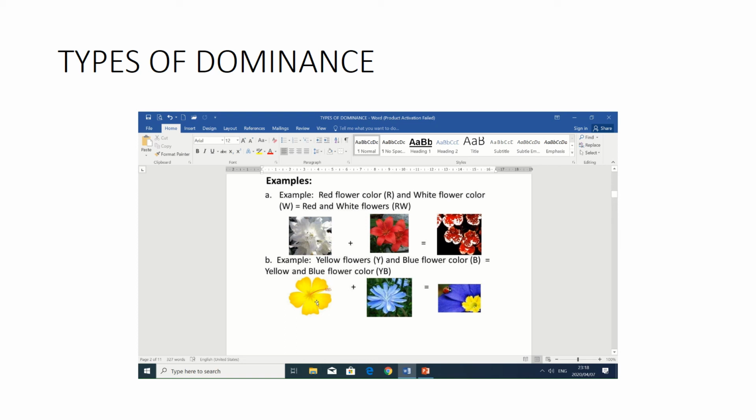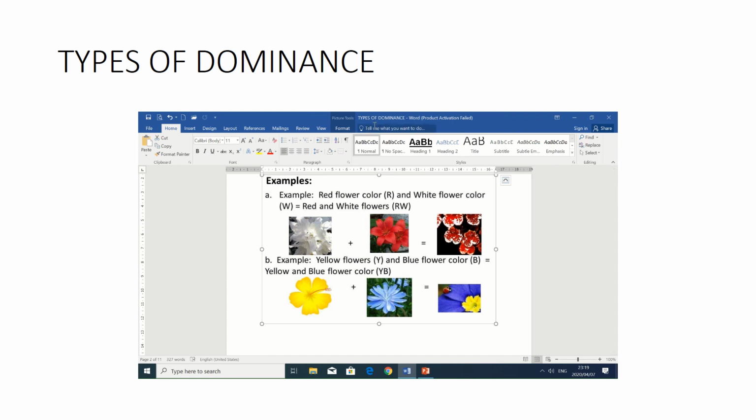Again, here we've got a yellow flower that is crossed with a blue flower. The allele for yellow is dominant, but the allele for blue color is also dominant, which means that the alleles are equally dominant. And because both alleles are equally dominant, we've got a flower in the F1 generation that is showing the characteristic or the phenotype of both parents. We've got a flower that is blue as well as yellow.